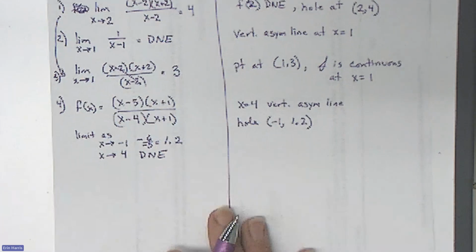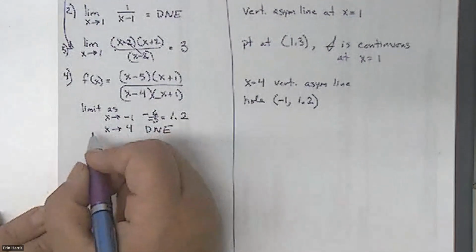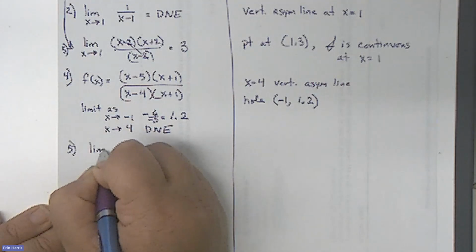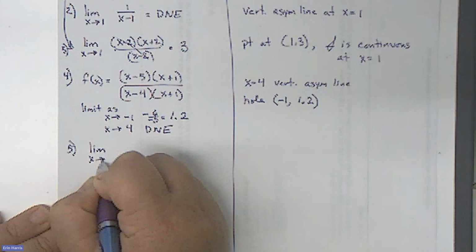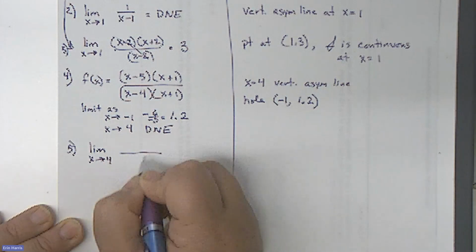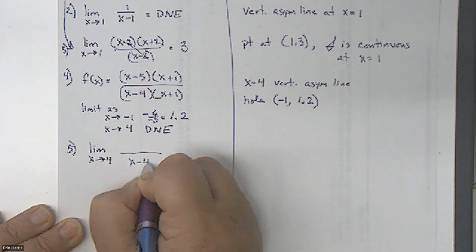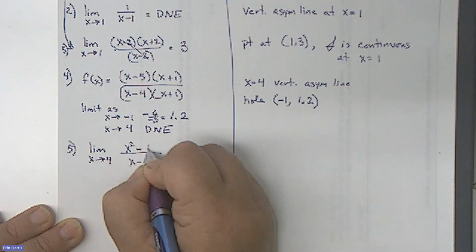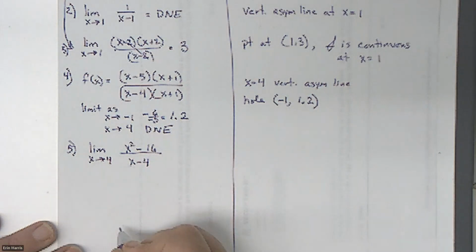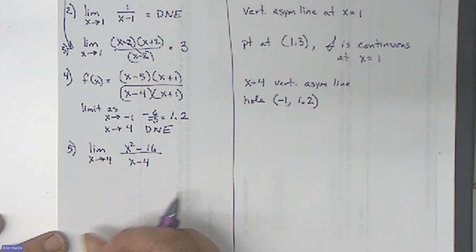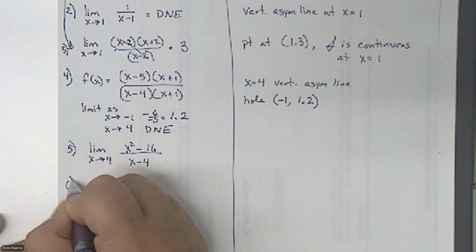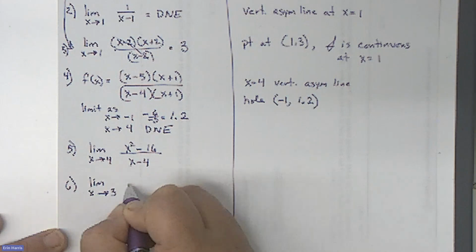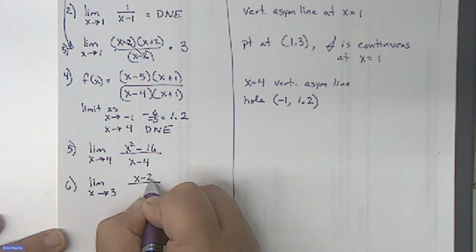Okay, so let's look at these two. Let's look at the limit as x approaches 4 for this function, and see if you can decide what's happening graphically. And let's look at the limit as x approaches 3 for this function.